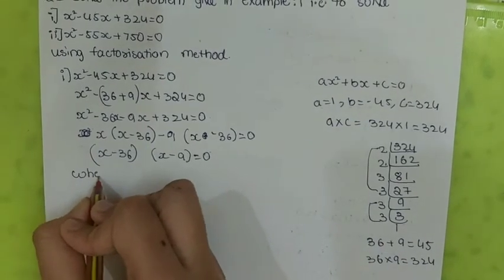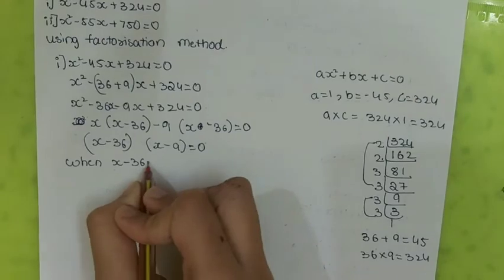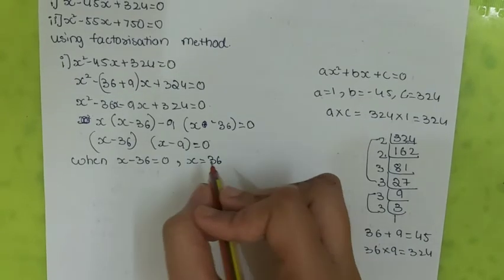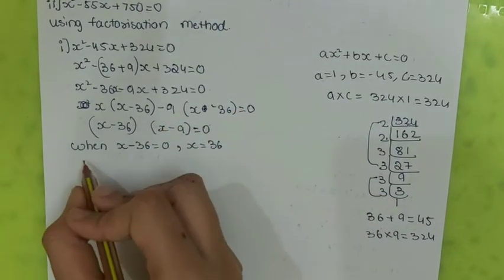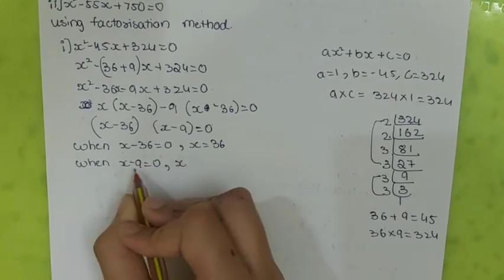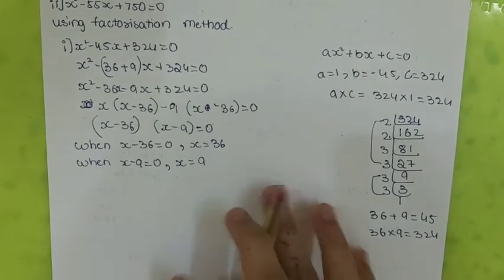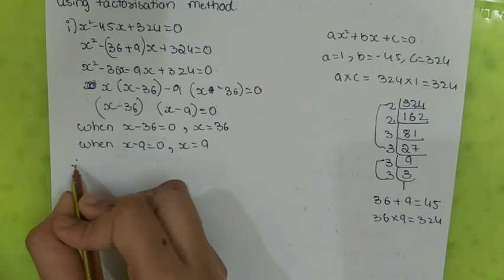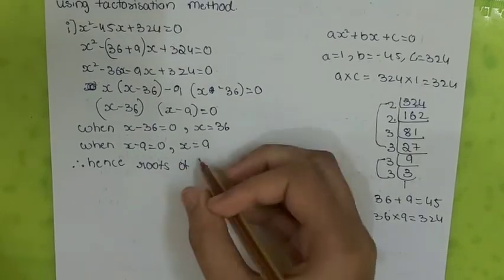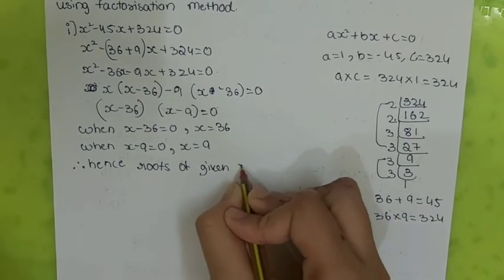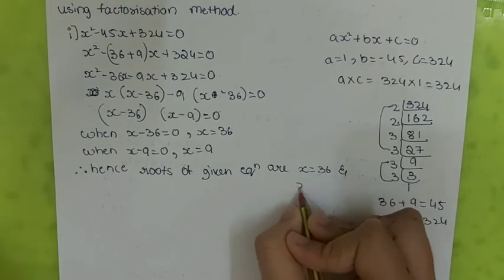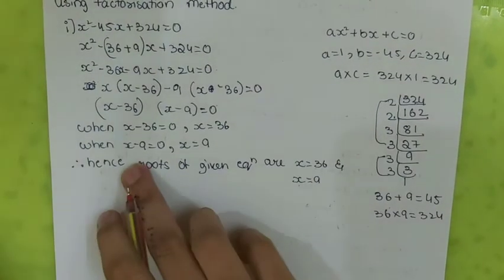When x minus 36 is equal to 0, that becomes x is equal to 36, as minus 36 on the other side becomes plus 36. Next, when x minus 9 is equal to 0, minus 9 on the other side becomes plus 9. So we can conclude that the roots of the given equation are x is equal to 36 and x is equal to 9. Here we got the two roots.